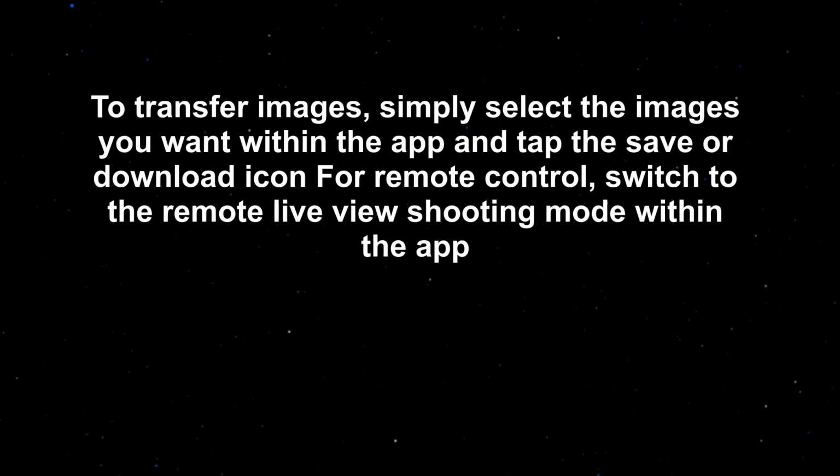Once connected, you can browse images on your camera, transfer them to your phone, or use your phone as a remote control for shooting. To transfer images, simply select the images you want within the app and tap the Save or Download icon. For remote control, switch to the Remote Live View shooting mode within the app.